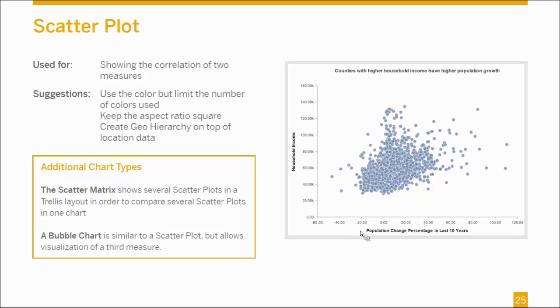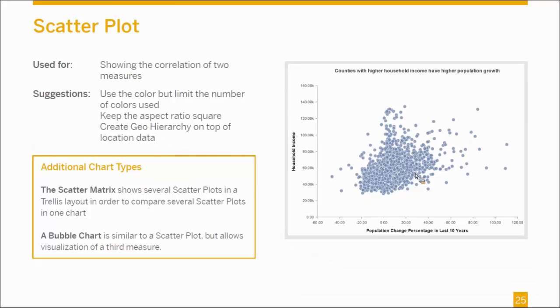And then on the x-axis, we have the population change in percentage in the last 10 years. And we can see that there's sort of a general trend, but it's not a very clear trend. We actually have a lot of noise around it. So we can tell that there's not a clear correlation between these 2 different measures.